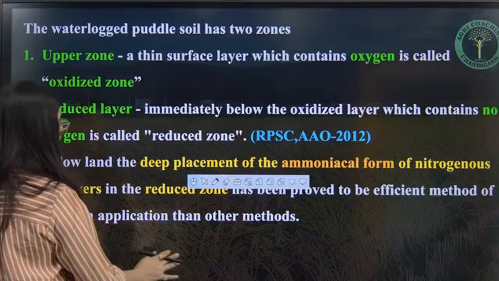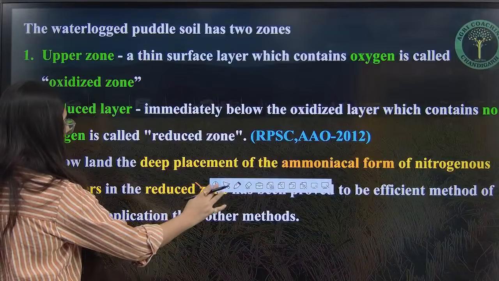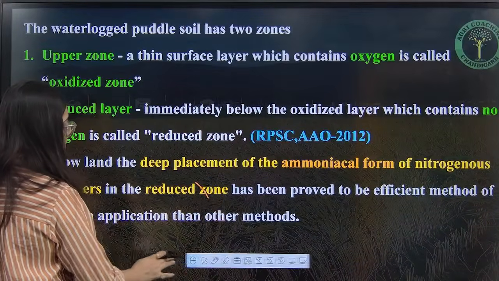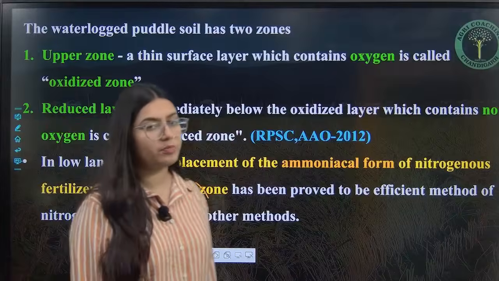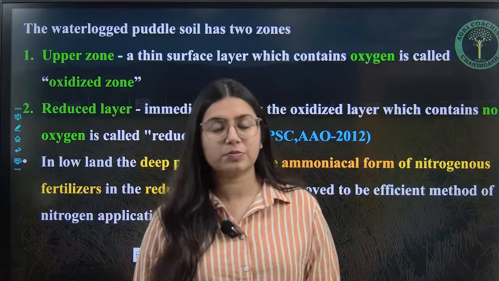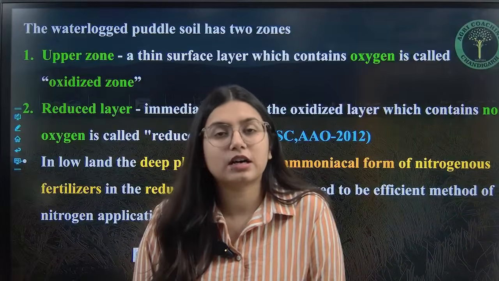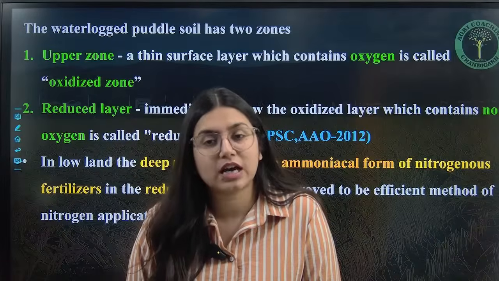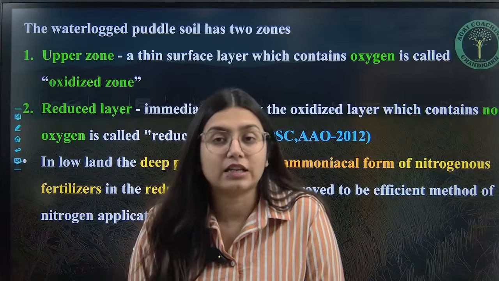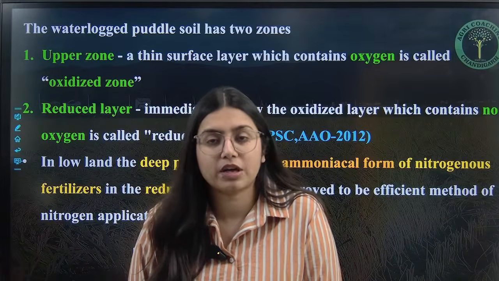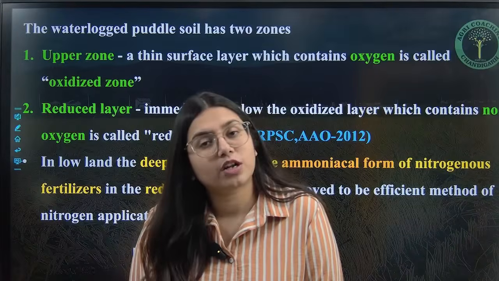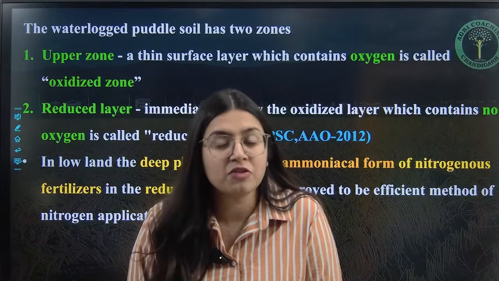Now, puddle soil. We all know that now in case of paddy, we go for puddling. True na? In case of paddy, we go for puddling. What is puddling basically? Puddling is a kind of a tillage operation which is done in case of paddy in standing water, okay, for preparing a suitable seed bed and for reducing the loss of water by means of percolation.